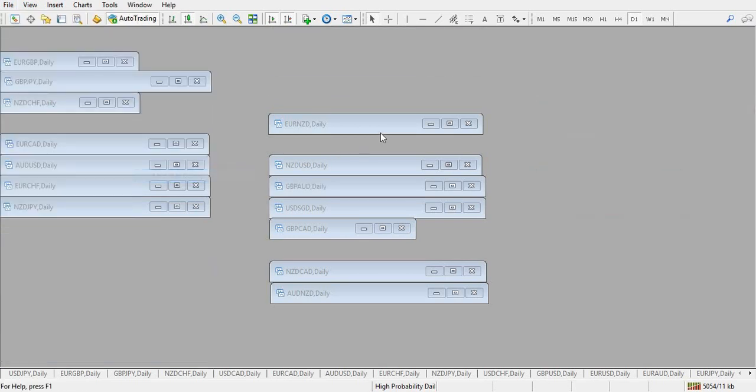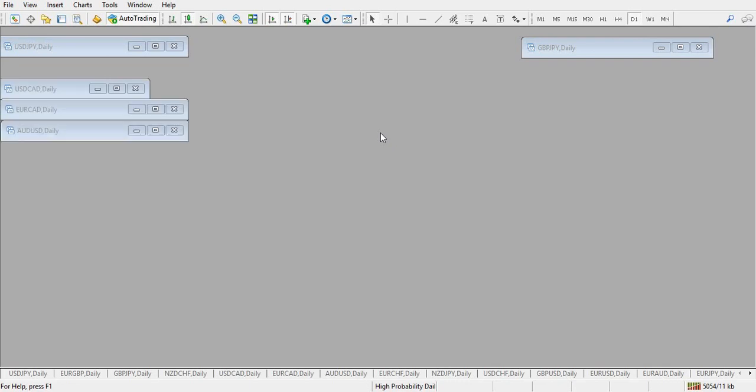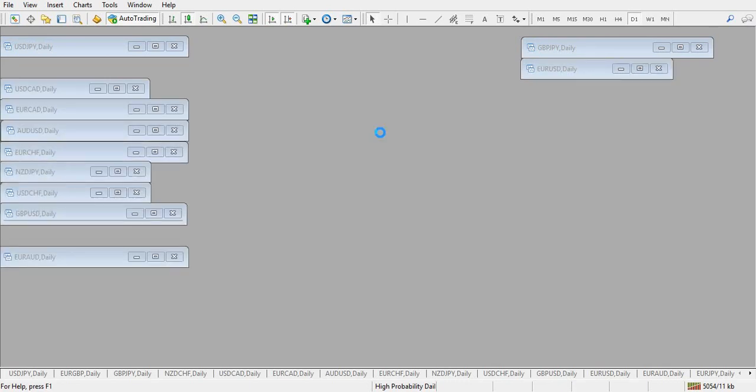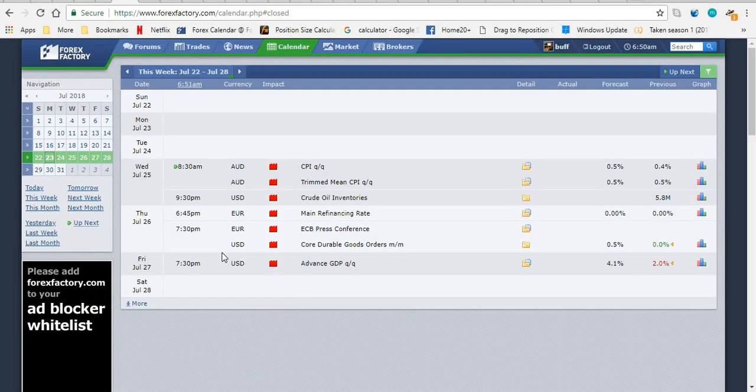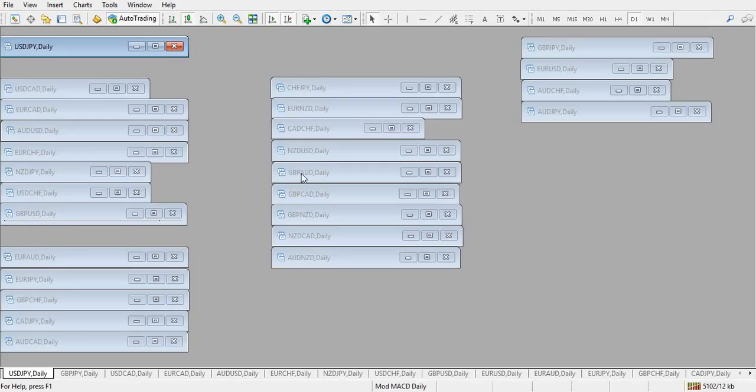Alright, let's move over to the Mod MACD daily charts. And like I said, very quiet news week. I had a look at the news before, and I only have the high impact ones up. There it is, that's the whole week. High impact: nothing on Monday, nothing on Tuesday. A bit of Aussie and US on Wednesday, just the usual suspects, a bit of Euro and USD, that's it. I think the whole world's fallen asleep. Anyway, let's move on.